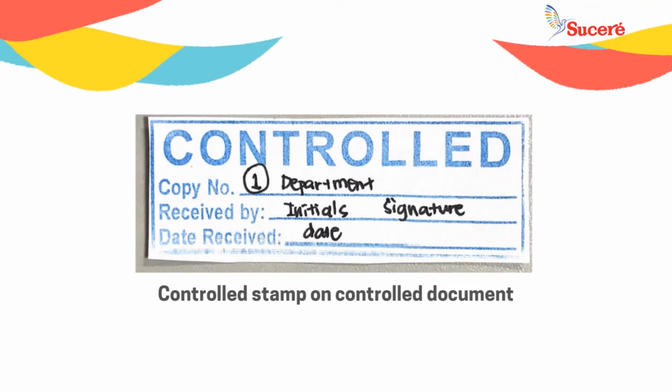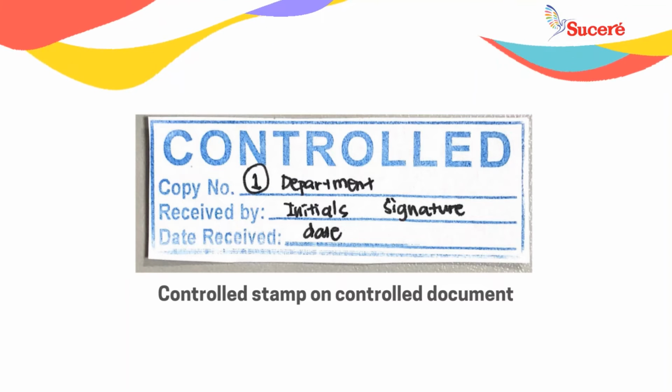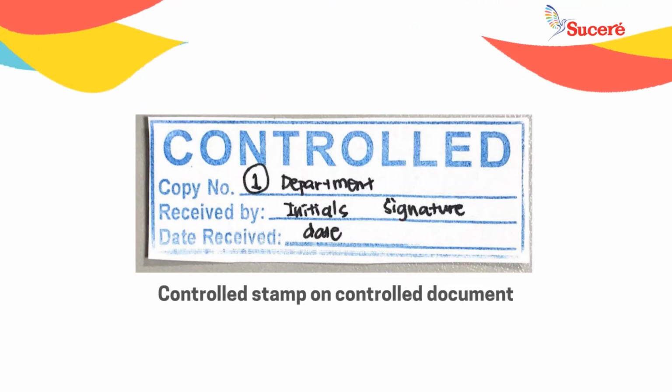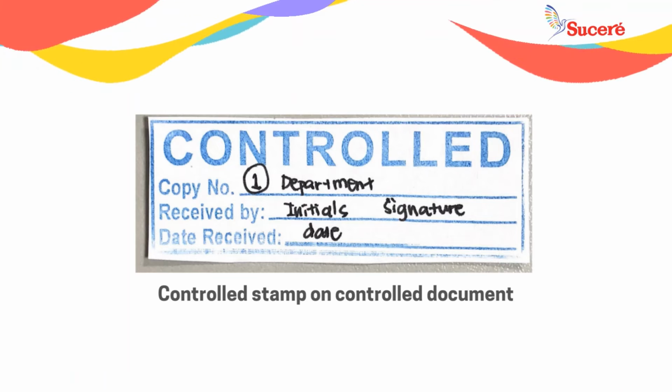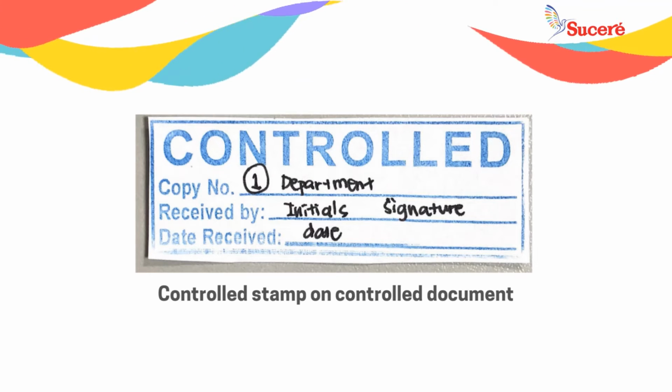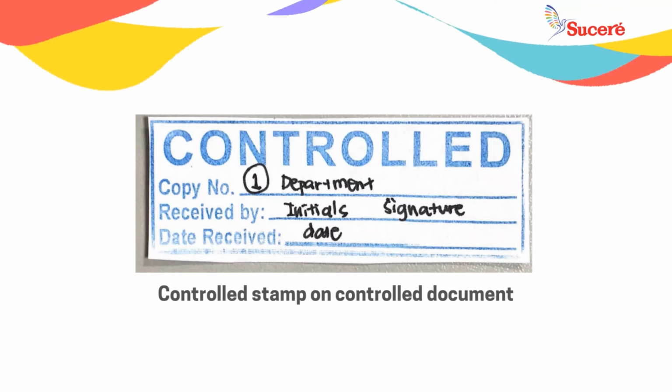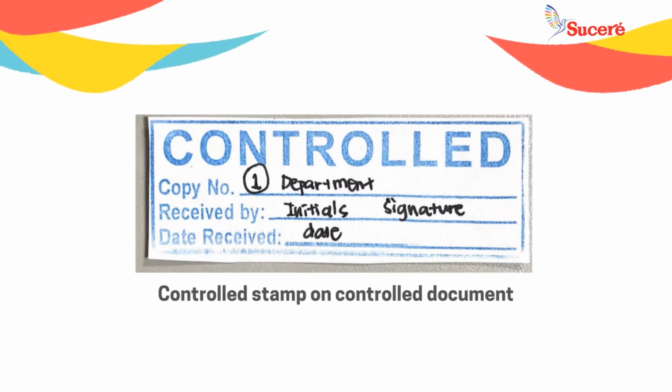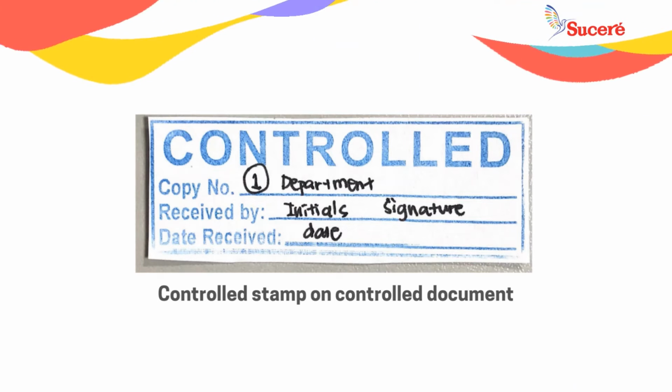This is an example of a controlled copy which will be seen in a controlled document. So the copy number will be there, and then the department, and then the receiver will put his initials, and then signature, and also the date of receipt.